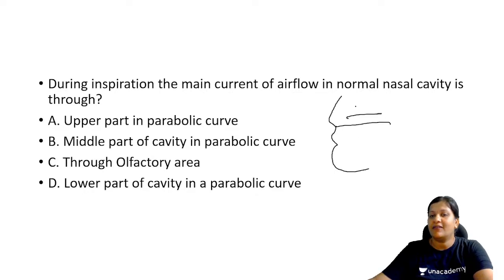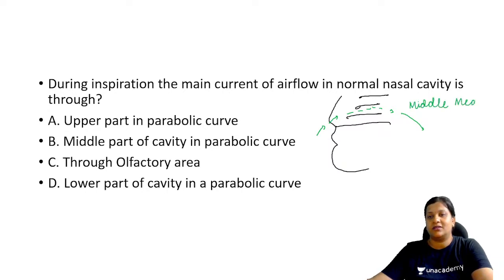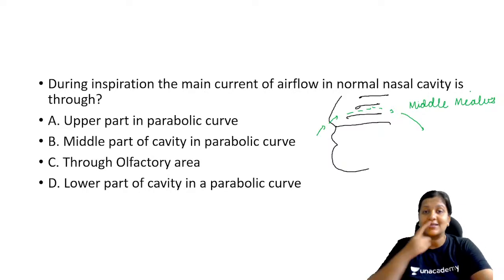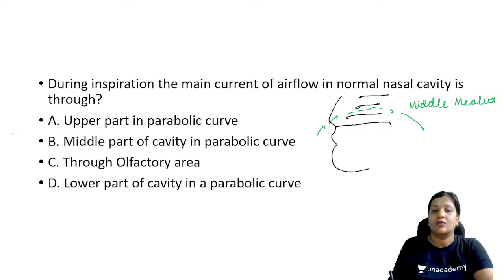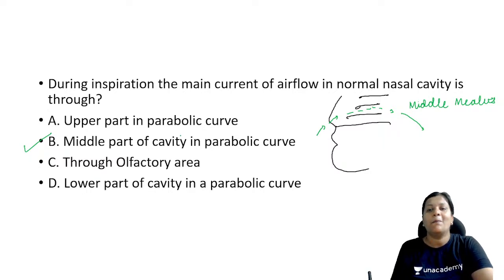Whenever we breathe, the maximum volume or maximum inspiratory current comes from the anterior part or vestibule of the nose, and goes to the middle meatus. So this goes to the middle part of the nose, the middle meatus, in a parabolic curve. So maximum volume or maximum current of airflow goes in which part? In the middle part or the middle meatus in a parabolic curve. So maximum air current is in the middle meatus.